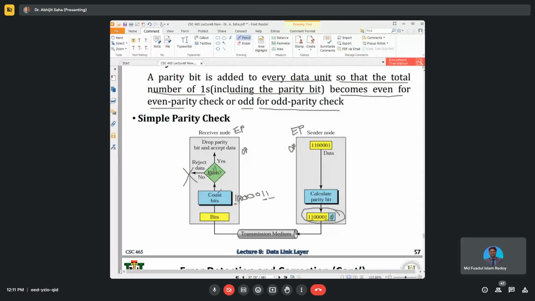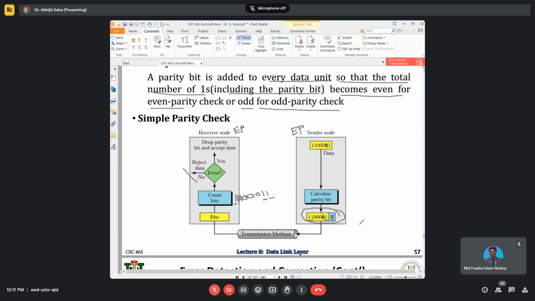Yes, sir. Yeah. So, for example, if you are using even parity and your data is like this, and you have an even number of ones, then also a 0 is added here, because it is already even parity. Understand or not?